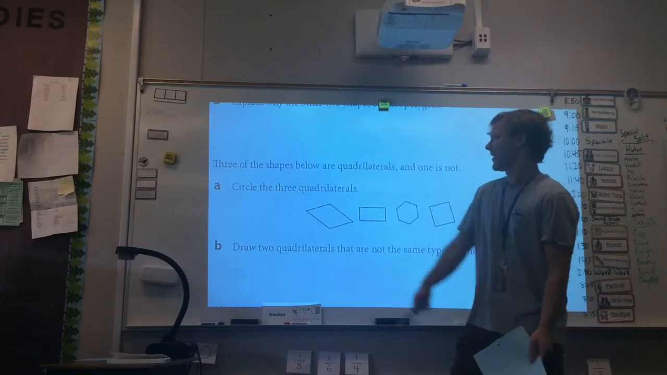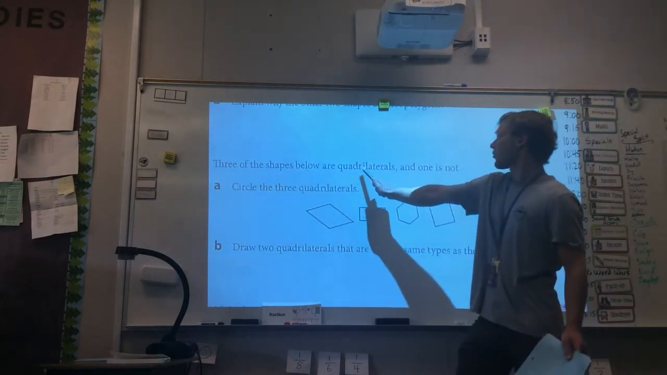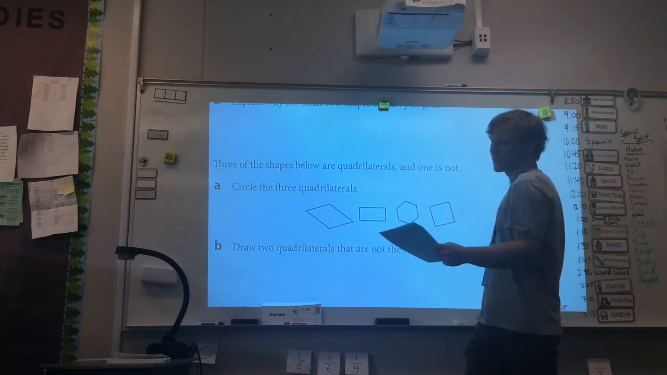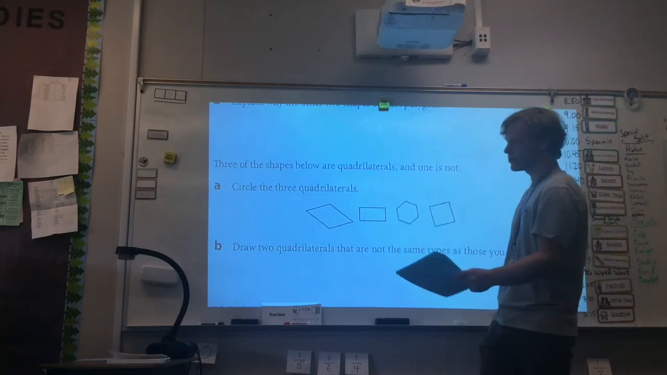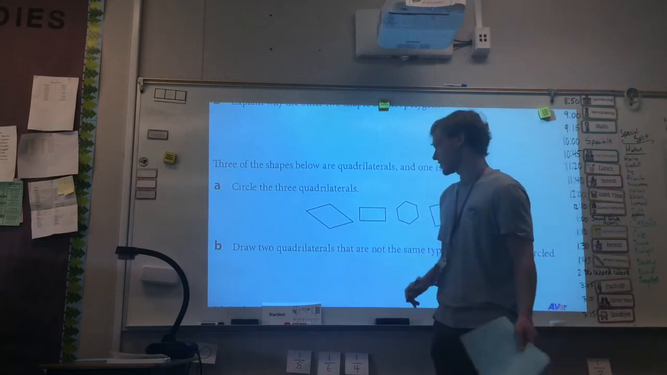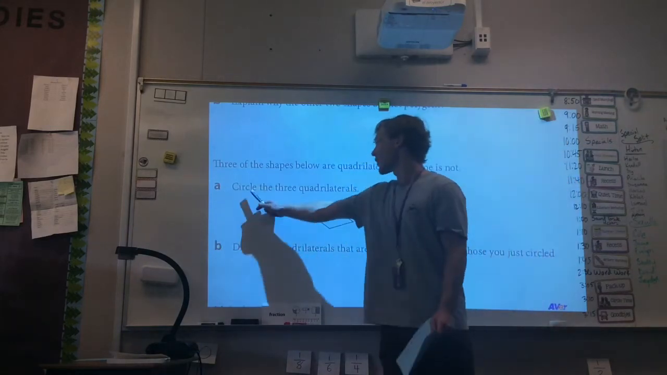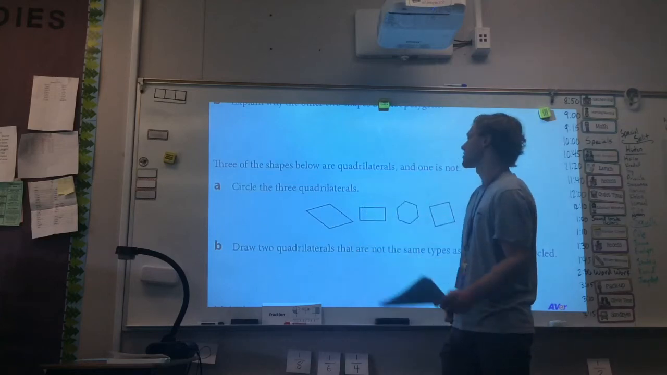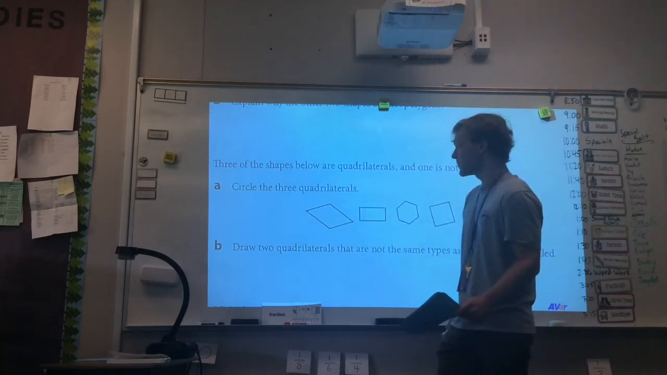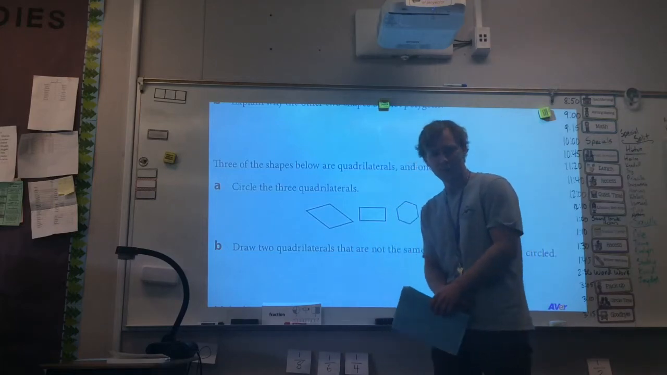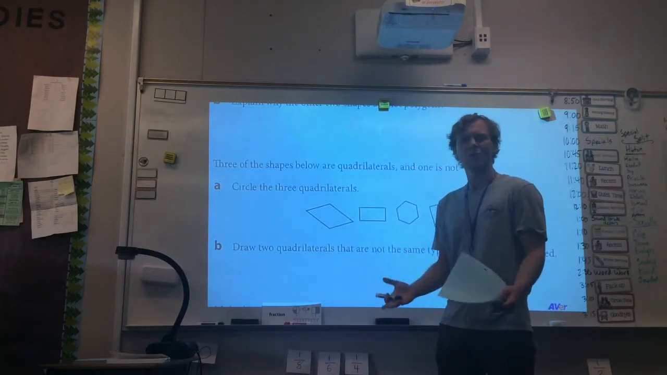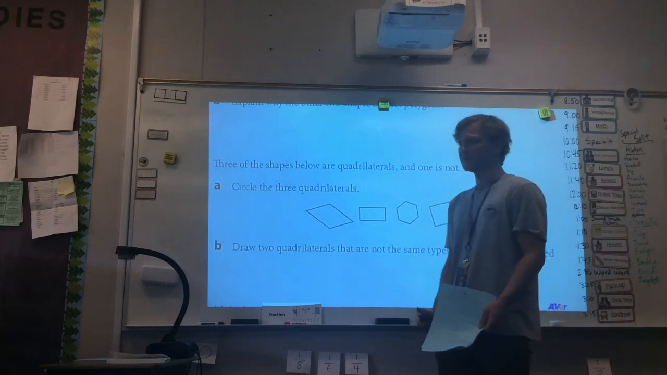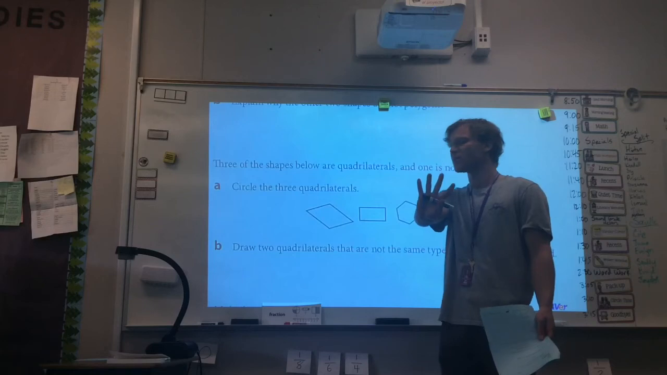Question 2. 3 of the shapes below are quadrilaterals and 1 is not. Tres de las figuras a continuación son cuadriláteros y uno no lo es. A. Circle the 3 quadrilaterals. Okay? So think back to lesson number 1 earlier. What is a quadrilateral? Well, a quadrilateral is a type of polygon that has 4 straight sides.